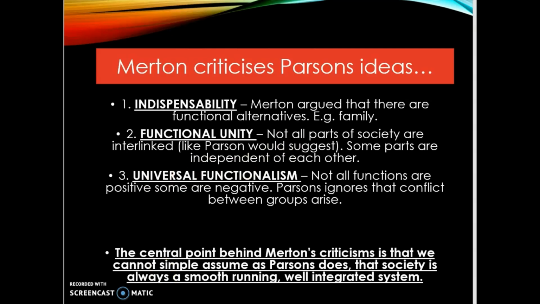Okay. The second idea of Parsons is functional unity, the idea that all the different institutions are dependent on one another and that there's a bit of a knock-on effect. Merton critiques this. He argues that in a complex society there are some parts that are independent of one another. For example, there is no link between the rules of football and the banking system, or economics. There's no overlap. So there are some parts that don't have a knock-on effect. And then the final one is universal functionalism.